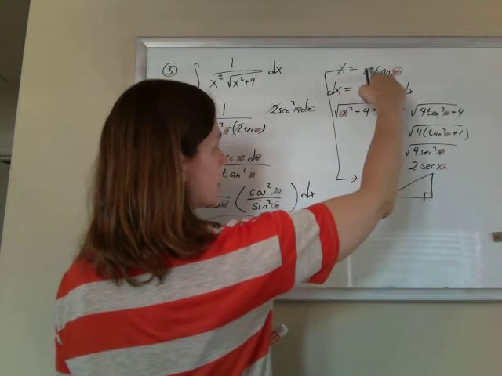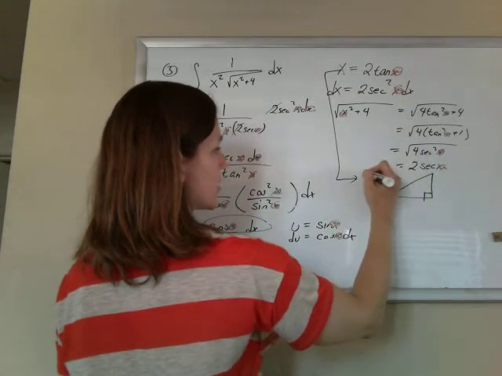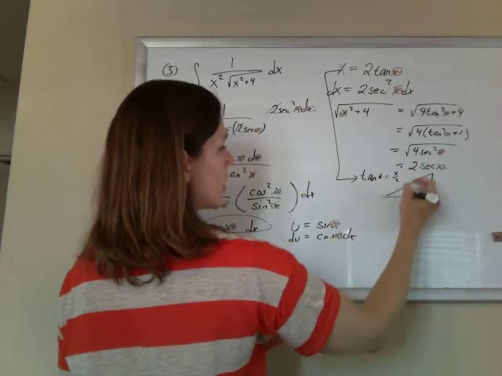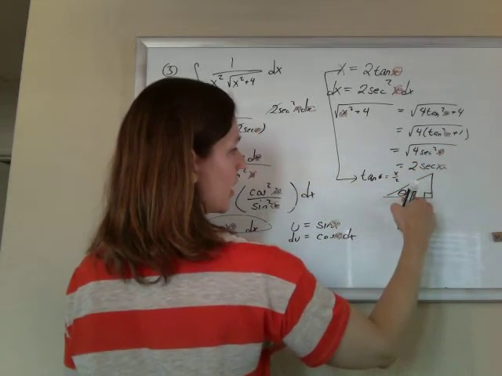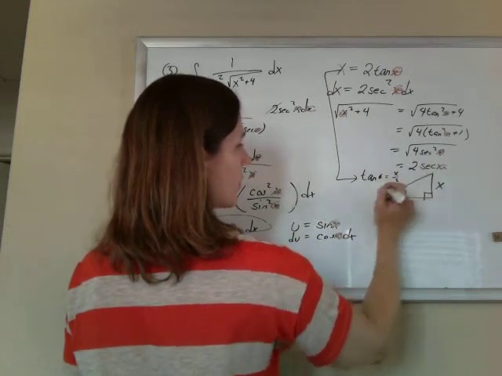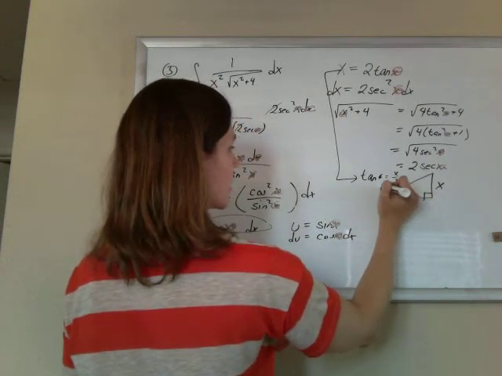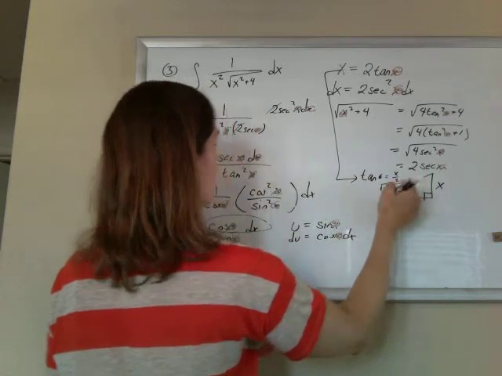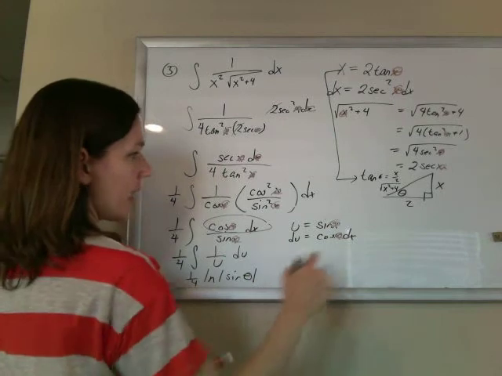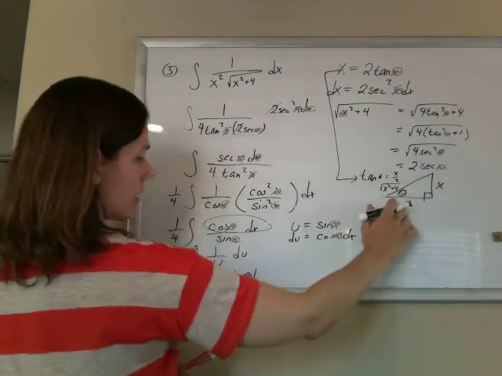If x equals 2 tangent theta, just divide by 2. That means the tangent of theta is x over 2. So I'm going to draw a triangle whose angle has a tangent of x over 2. With Pythagorean theorem, the hypotenuse is going to be the square root of x squared plus 4, which is, no coincidence, the same as the original. And now I can pull whatever trig function I want off of there.